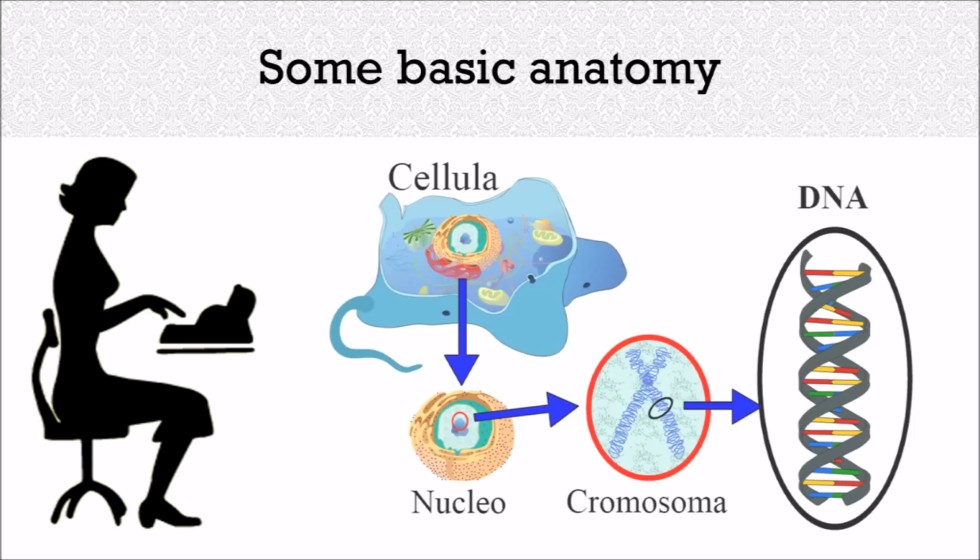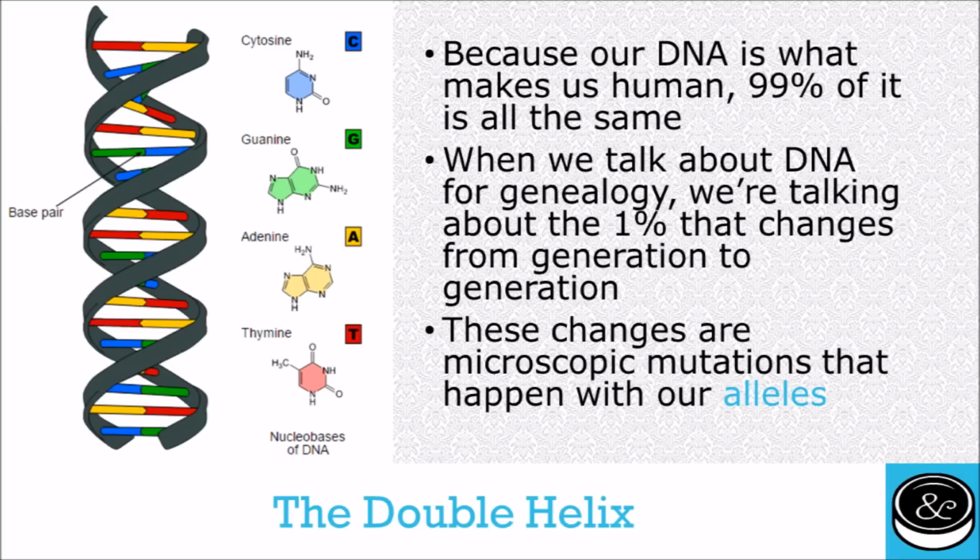DNA. And so you see the DNA strand here, and we're basically going to be talking about the basic bits and pieces of the DNA double helix and how it relates to the basic concepts in genealogy. The first thing that you need to understand is that our DNA is 99% identical to every human who is alive right now or who has ever lived.